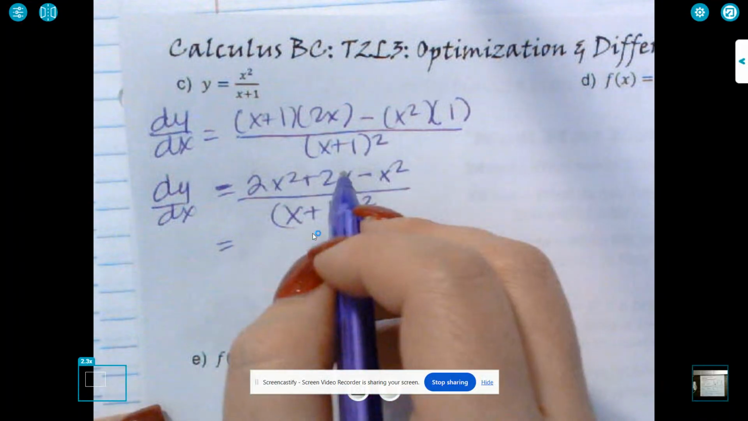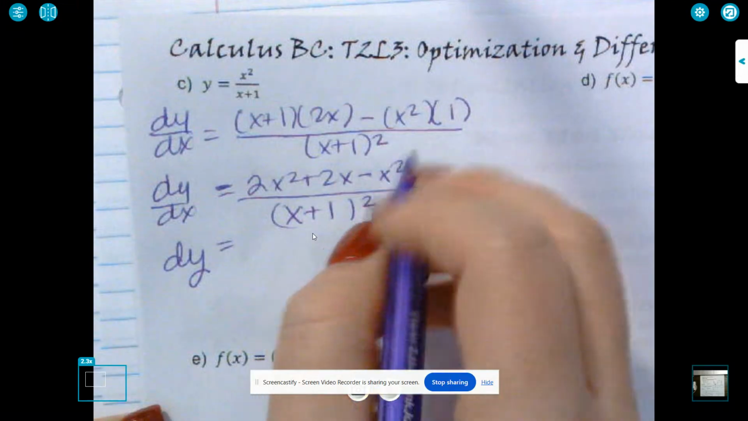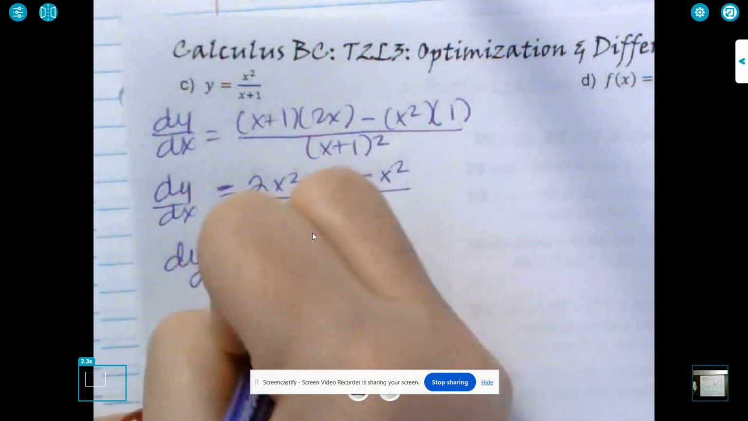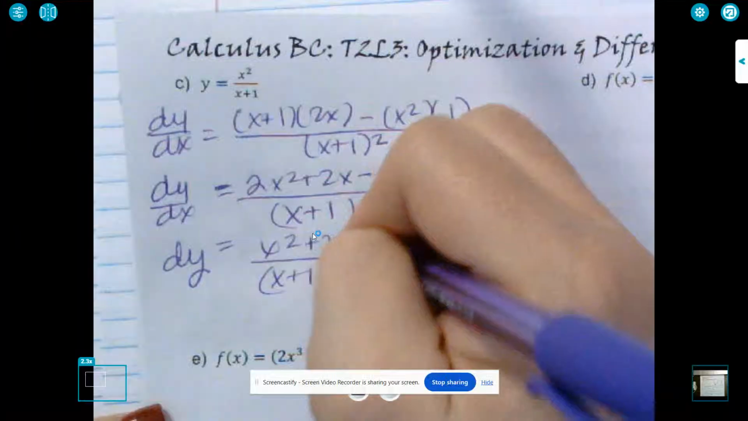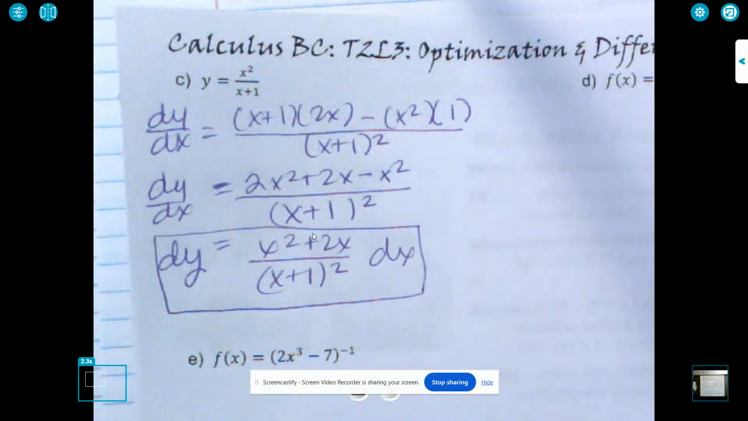All right, so I'm going to simplify and solve. So I know dy is going to be over here. That's going to be 2x squared minus x squared is just going to be 1x squared plus 2x over (x plus 1) quantity squared, and all of that has the dx at the end.